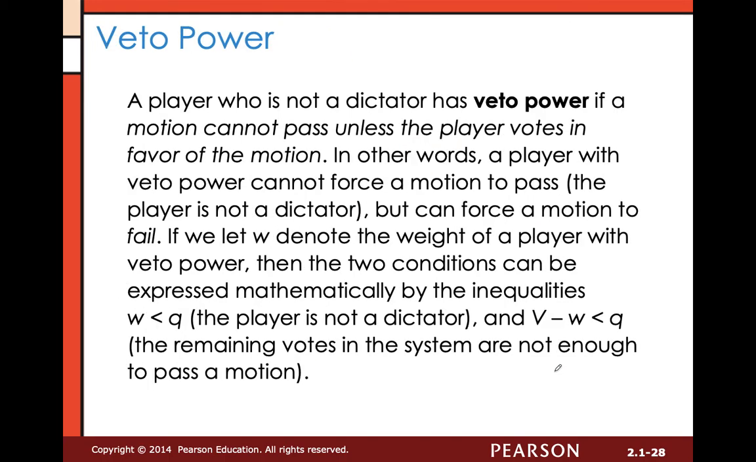So a player who's not a dictator is going to have veto power if a motion cannot pass unless the player votes in favor of the motion. In other words, a player with veto power cannot force a motion to pass, but they can force a motion to fail. If we let W denote the weight of a player with veto power, then the 2 conditions can be expressed mathematically with the following inequalities. W less than Q implies that the player is not a dictator, and V minus W less than Q implies that the remaining votes in the system are not enough to pass a motion.